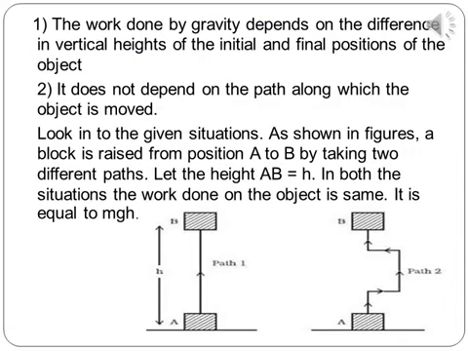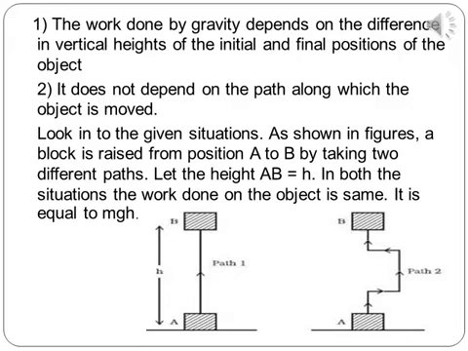Suppose an object of mass m is raised to a certain vertical height h through two different paths A and B. Then what should be its potential energy in the two different cases? As shown in the given figures, the object has traced two different paths. Let the height AB be equal to h. In both situations, the work done on the object is the same. It is equal to mgh.